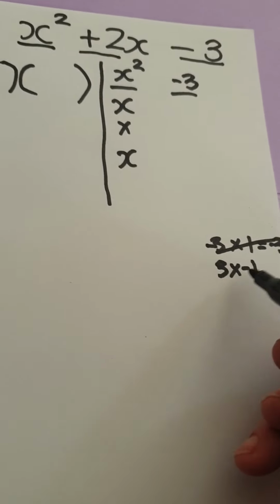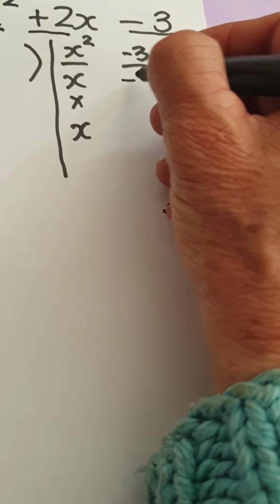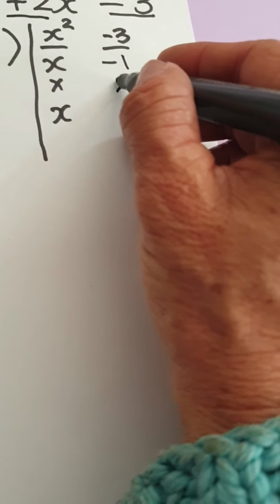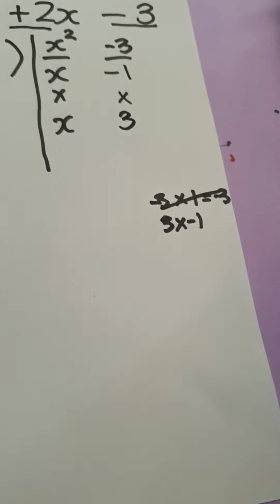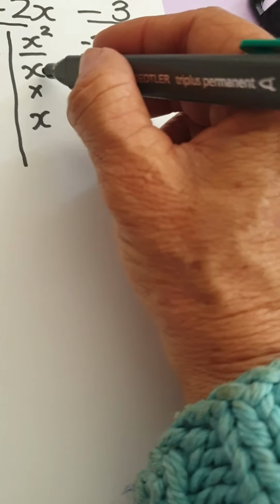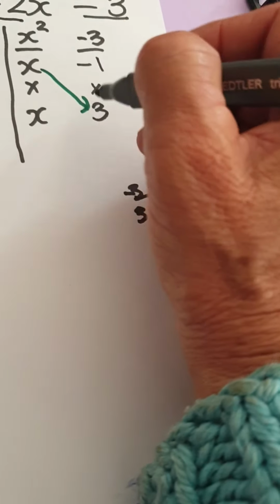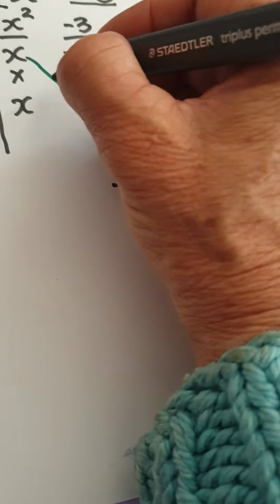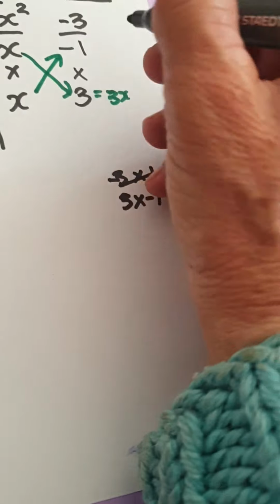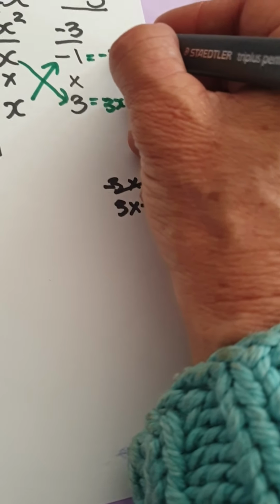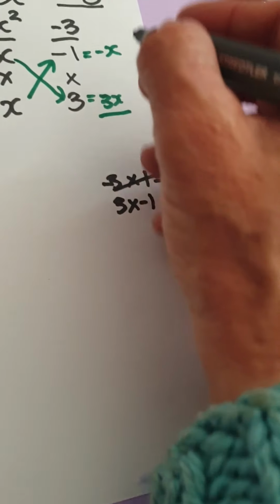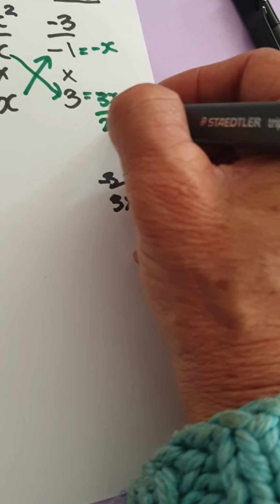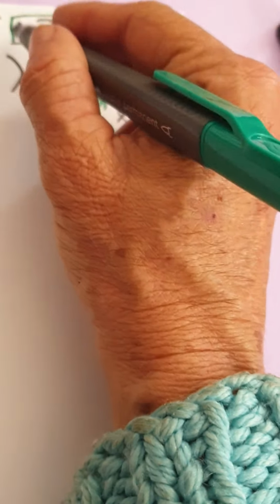So the factors that I have to use is negative 1 times 3. And then I test it. When I multiply outside terms, I get x times 3, which is 3x. And inside terms, x times negative 1 is negative x. 3x minus x gives me plus 2x, which is my middle term, and it is done.